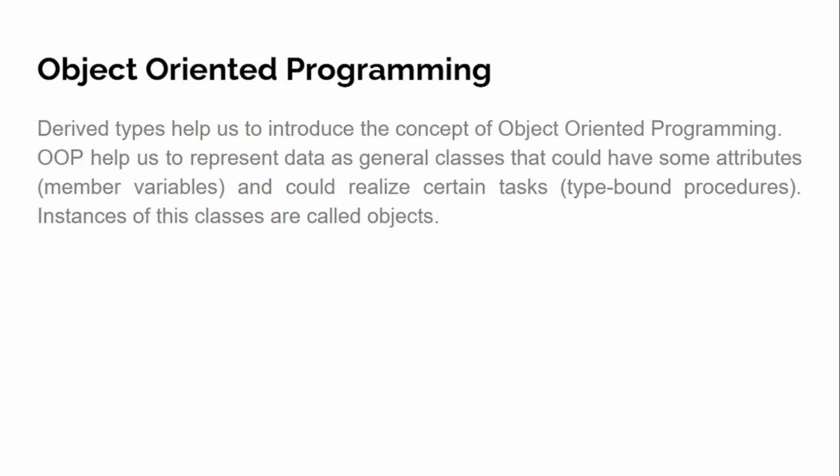Derived types help us to introduce the concept of object-oriented programming. OOP helps us to represent data as general classes that could have some attributes, member variables, and could realize certain tasks, type-bound procedures. Instances of these classes are called objects.